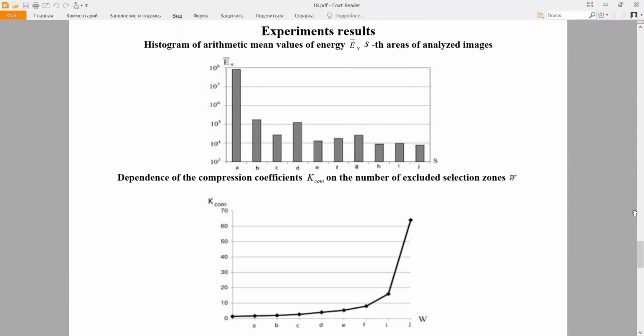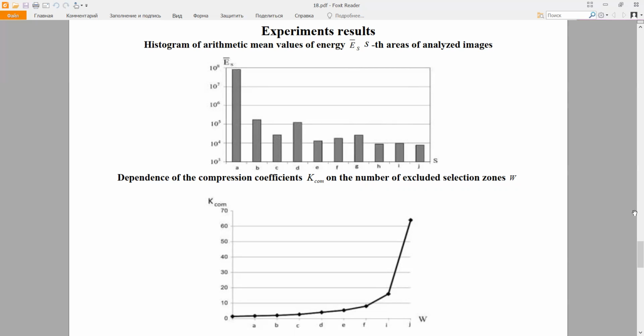Based on the data we used with images and with implementation of the proposed method with the core of Haar transformation, we built a histogram of arithmetical mean values of energy for each of our categories of images with the area of analyzing images. And we can see that the most energy is in categories A, B, and D. Also, we built the dependence of the compression coefficient KCOM on the number of excluded selection zones, W. And we can see that the last zone, J, shows us the largest coefficient.